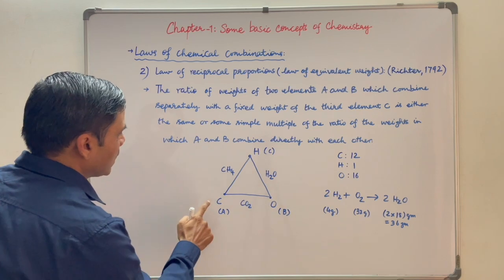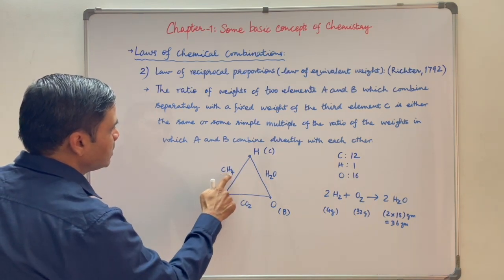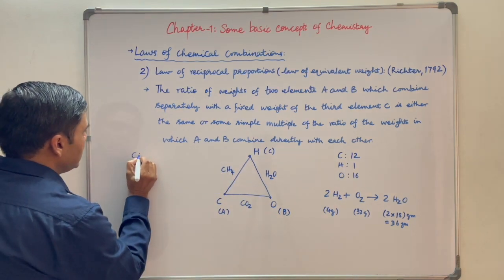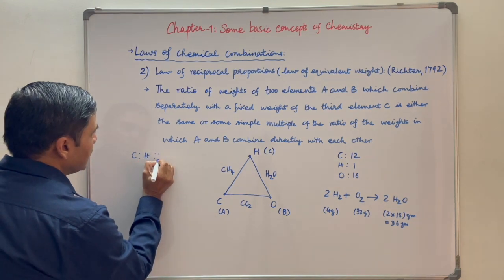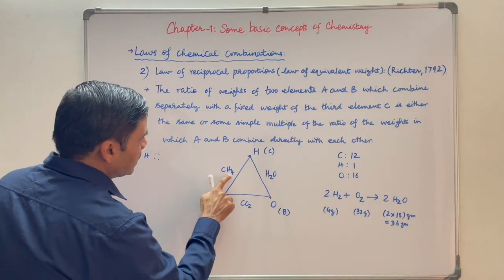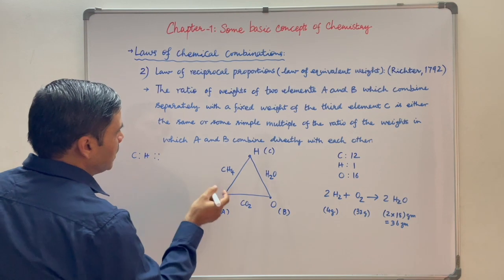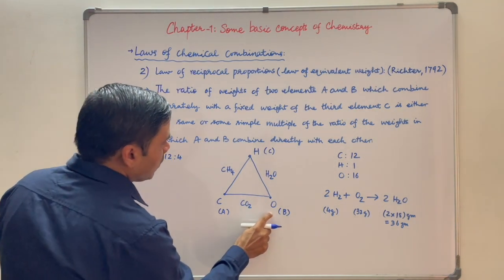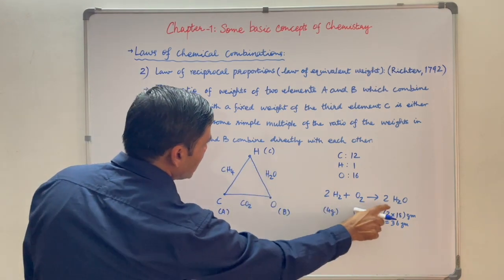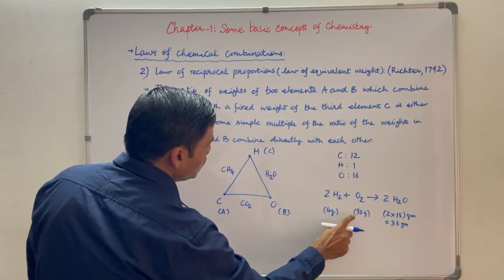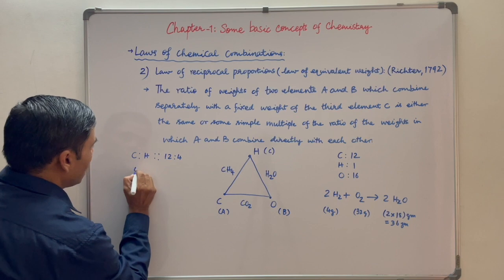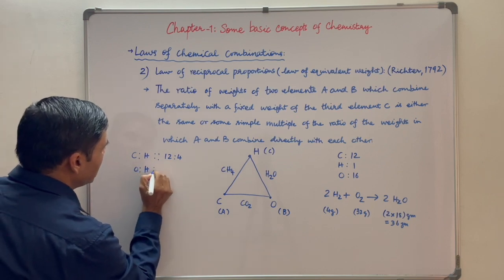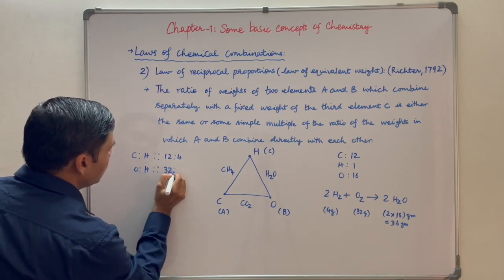So the ratio of carbon and hydrogen when they make CH4 will be C is to H equal to 12 divided by 1 into 4, means 12 divided by 4. So 12 is to 4. Ratio of oxygen and hydrogen when they combine will be 32 is to 4. So the ratio of oxygen to hydrogen will be 32 is to 4.